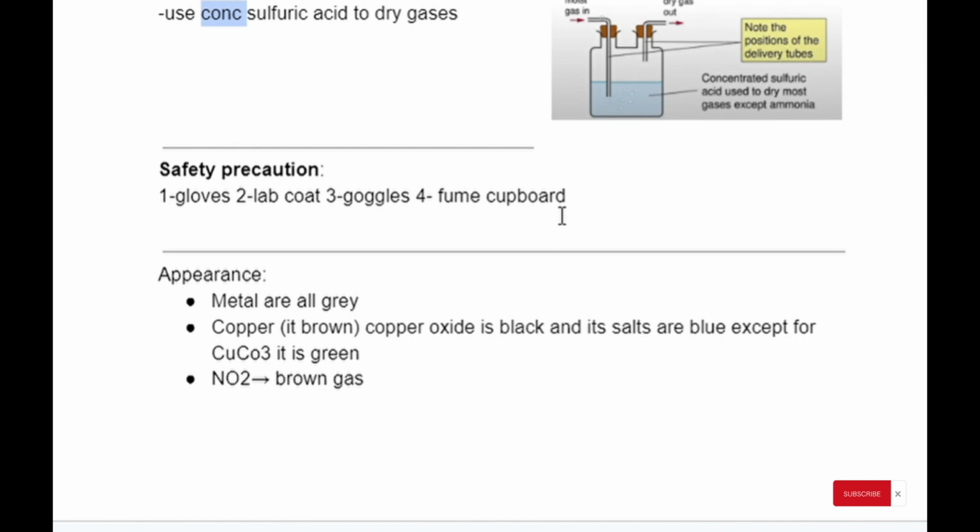Now, the appearances that you need to know, because some questions would ask about the appearance of certain things. Metals are all gray. Copper is brown, copper oxide is black, and its salts are blue, except for copper carbonate, which is green. Now, nitrogen dioxide is a brown gas, and that is all.